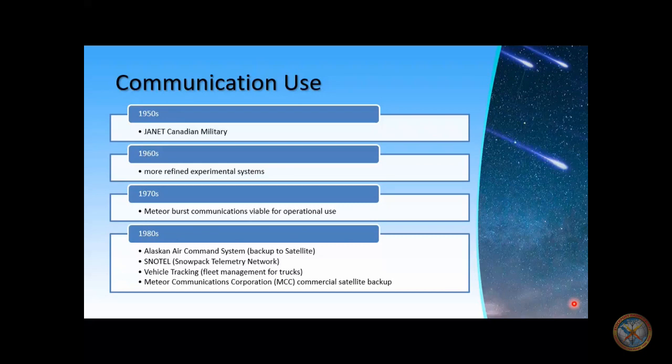So the Alaskan Air Command system used it as a backup to satellite. Then there's a network called SNOTEL, Snowpack Telemetry Network, which was sending data from monitoring stations like river levels, rainfall, snow, etc., back to the Soil Conservation Service of the US Department of Agriculture. They had 2 base stations and 540 remote data terminals in the western US.